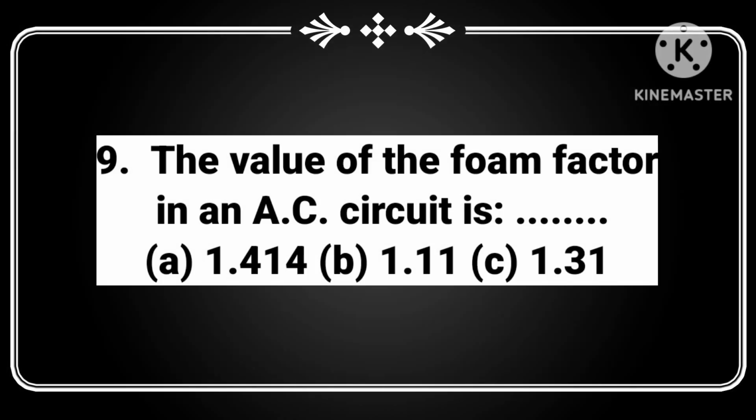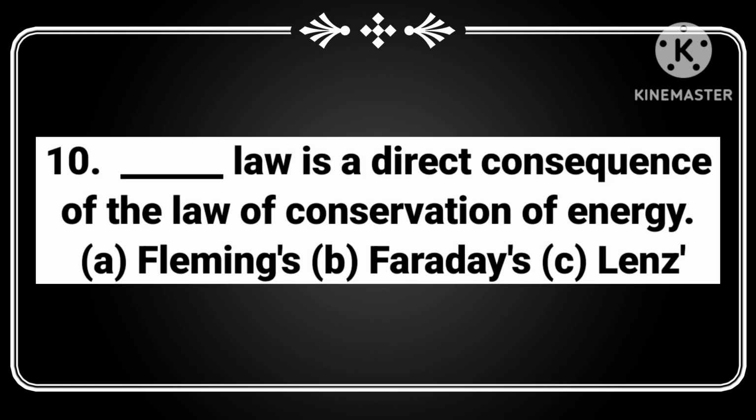The value of the form factor in an AC circuit is dash. Options: 1.414, 1.11, 1.31, and correct answer is 1.11. Dash law is a direct consequence of the law of conservation of energy.